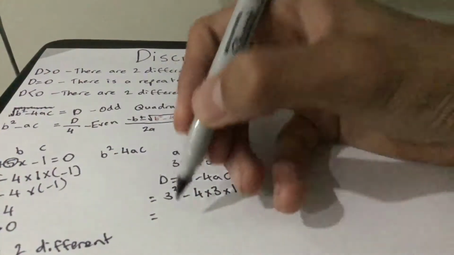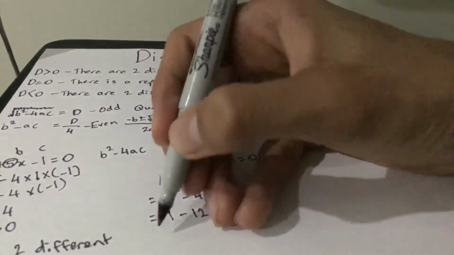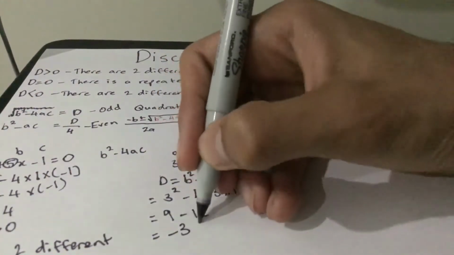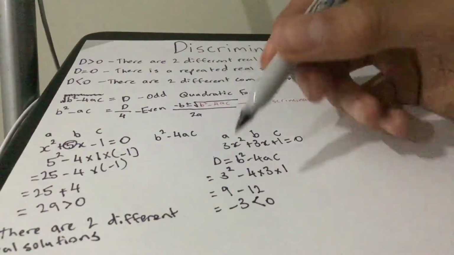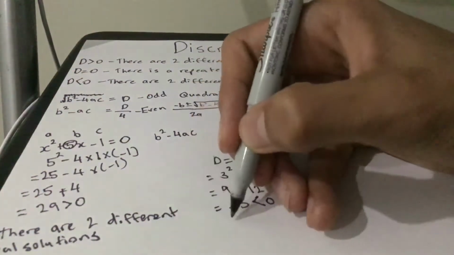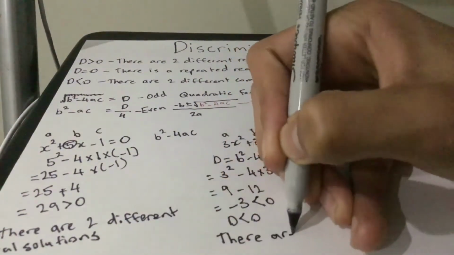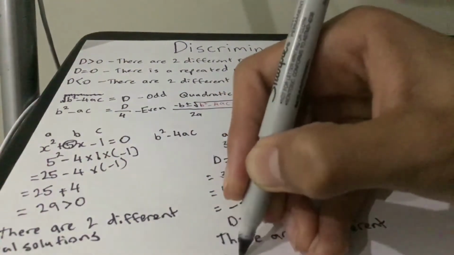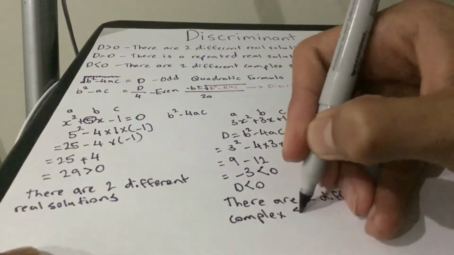Okay, so 3 squared is 9 minus 4 times 3 is 12, and then times 1. So what's 9 minus 12? In this case, it's minus 3, and minus 3 is less than 0. So we write it as minus 3 is less than 0. Now we have to take the third definition, so we can say D is less than 0. So the answer is there are two different complex solutions.